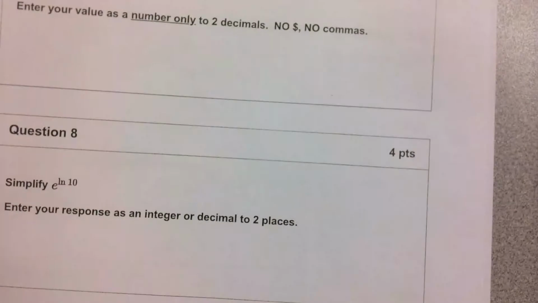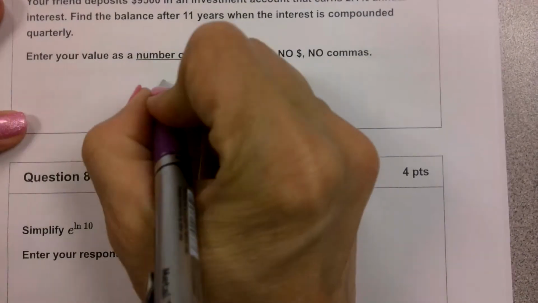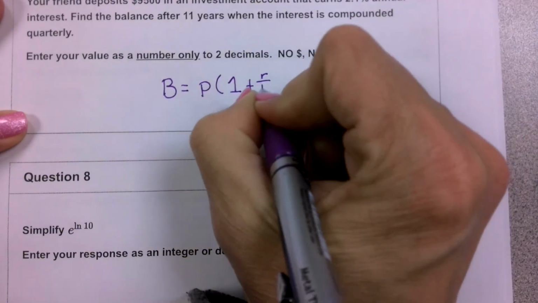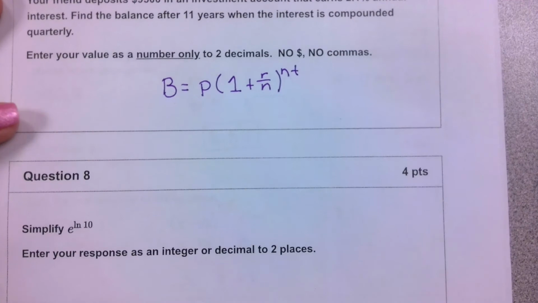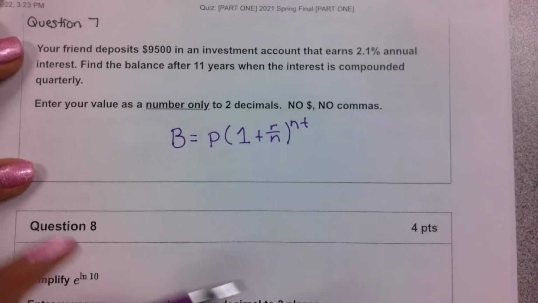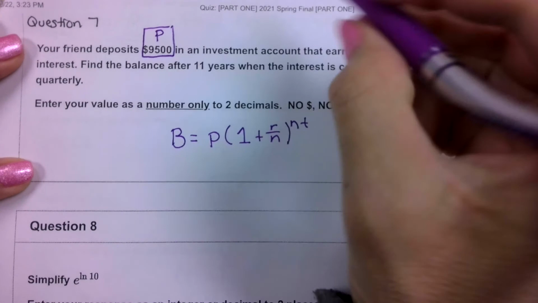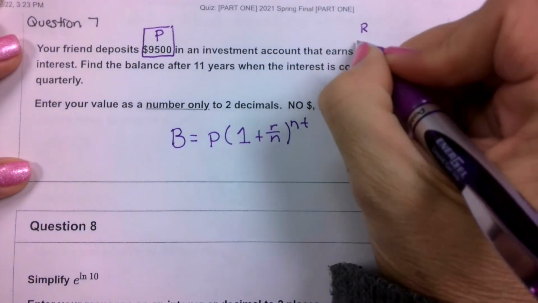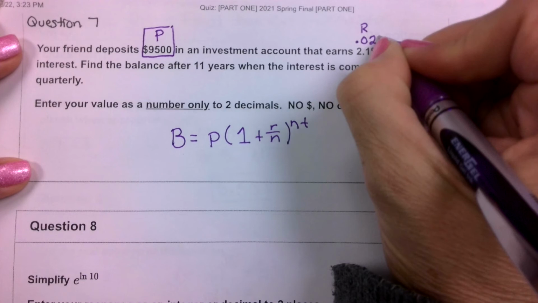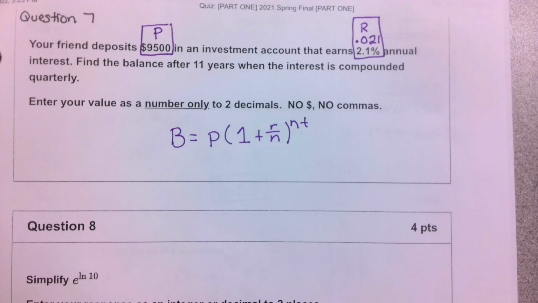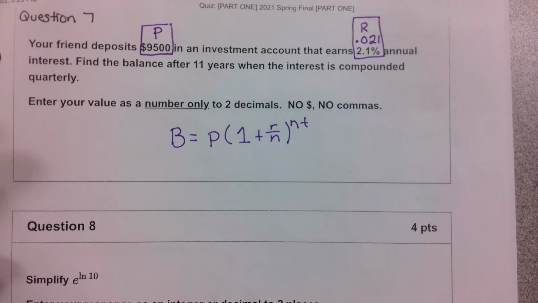Go ahead and flip it over. On question number 7, we have the formula B equals P parenthesis 1 plus R over N to the NT. Pause that if you need to. You're going to put in 9,500. And to count this as your R, remember R is your rate written as a decimal. So take that percent and move the decimal over twice.